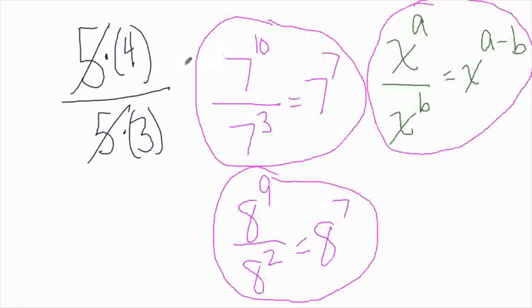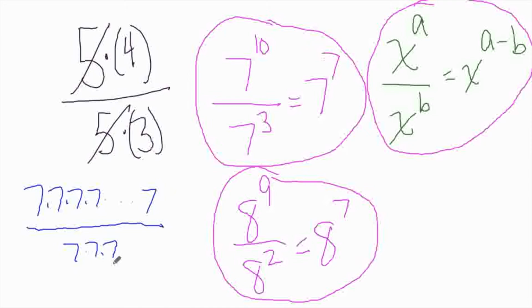So what does the 7 to the 10 mean? I'll do it in the bottom left. That means I've got 10 sevens on top, and on bottom I've got 3. All right, if you can imagine yourself writing it out that way, using the cancellation thing that we were talking about initially, you would probably see that you could cancel 3 on top with 3 on bottom, right?